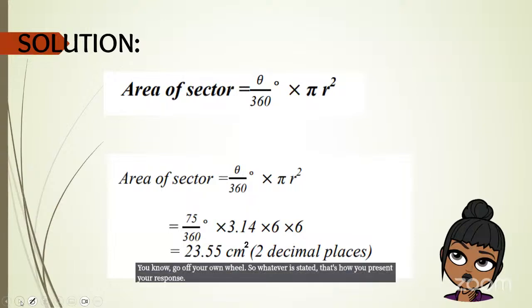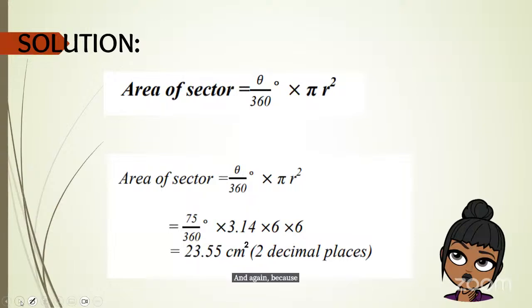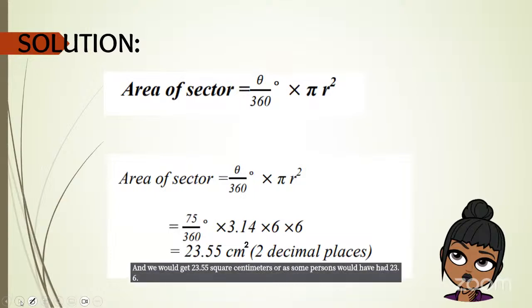And again, because we're finding the area of the sector, we're going to go theta upon 360 times pi r squared, with the radius being 6 and pi being 3.14. The angle in question is 75 degrees. So it's 75 degrees upon 360 times 3.14 times 6 times 6. And we would get 23.55 square centimeters, or as some persons would have had 23.6 square centimeters.